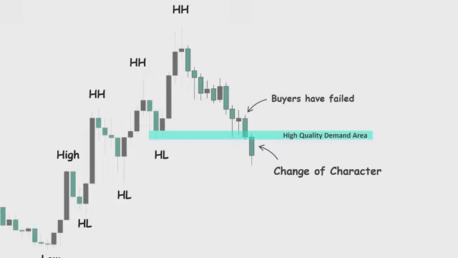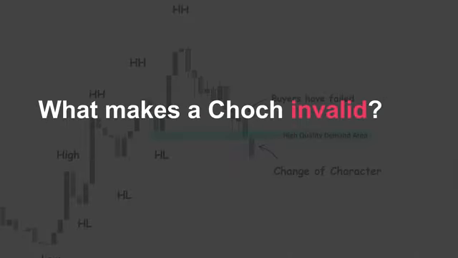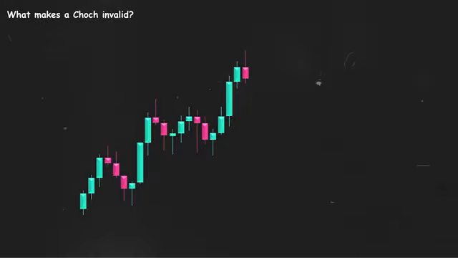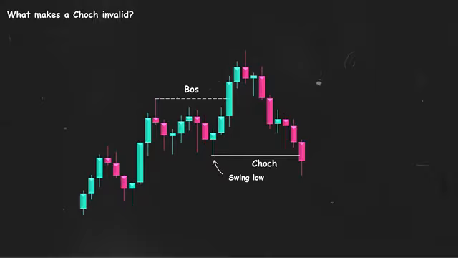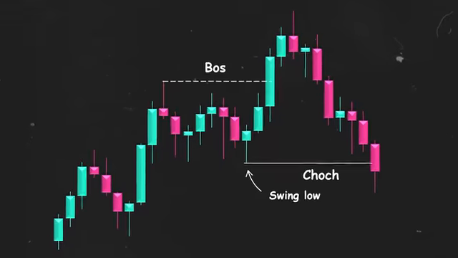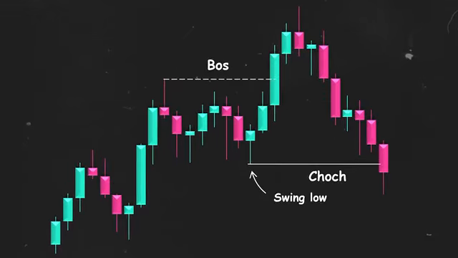The change of character is valid except in two common scenarios. Sometimes the market structure conditions make these changes invalid. Let's break this down step by step. Right here, we have a major swing low that triggered this breakout. A break below this level might seem like a valid change in character. However, if you look at the left-hand side, you'll notice something crucial.